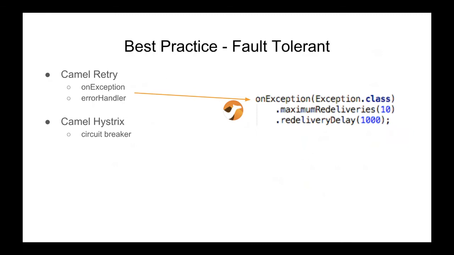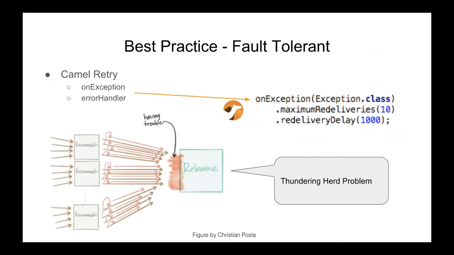On the slide here, we have a simple example using client-side retries. In Camel, that is the onException. So we can tell Camel, okay, if you're trying to call a service and it fails, try up to 10 times, and if there's a failure, use 1 second in between. Now, when you use client-side retries, there can be a problem known as the thundering herd problem.